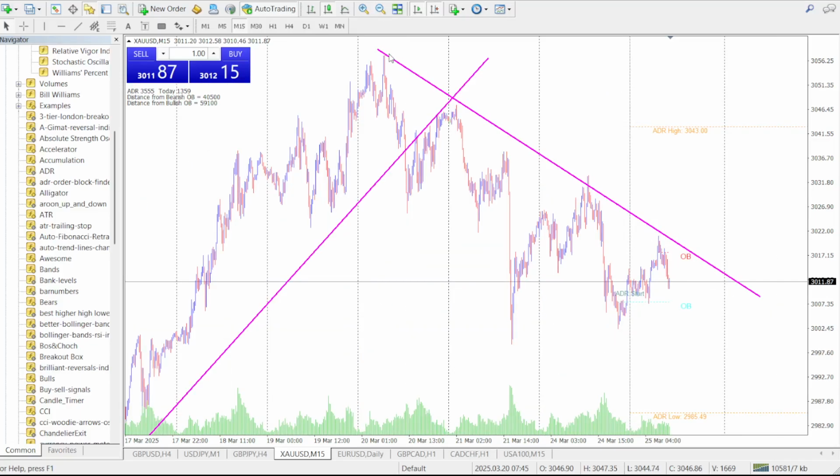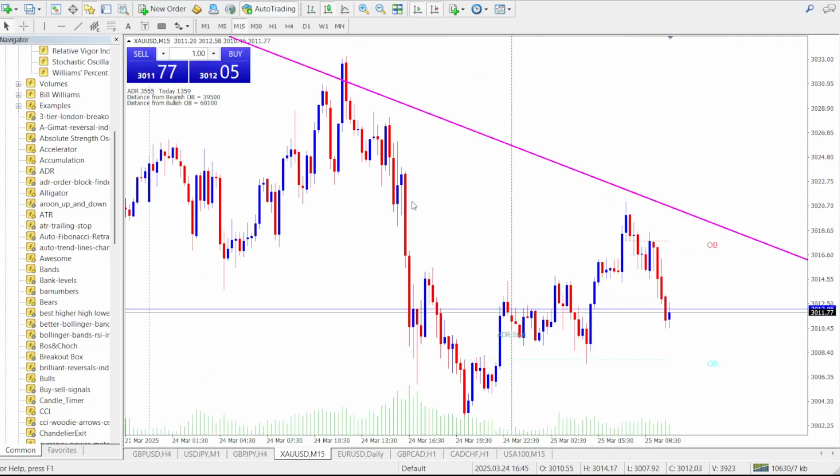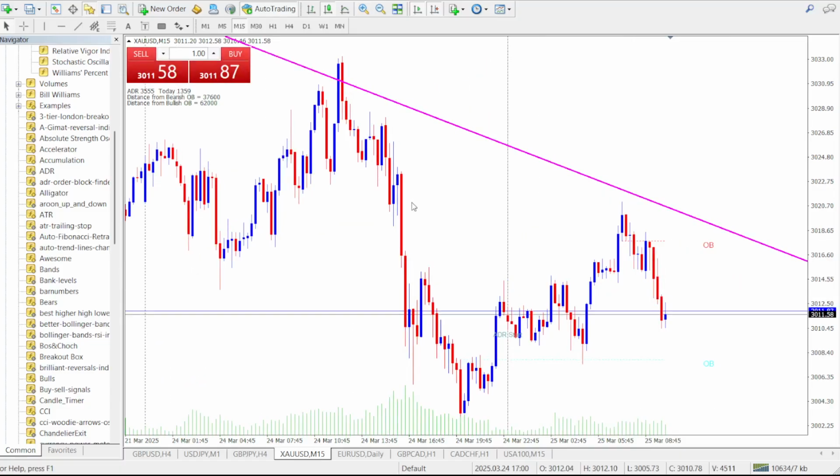But the indicator will help you to determine market conditions before making a move. So why is the ADR order block finder indicator effective? One is early trend direction. It helps traders to spot reversals before they happen.